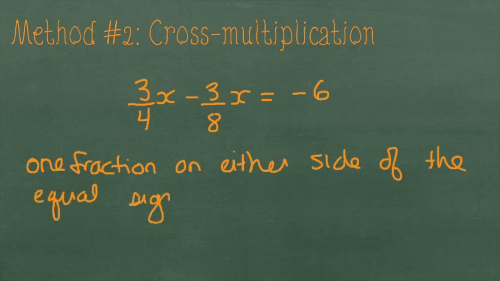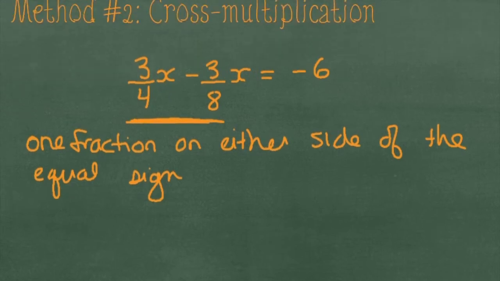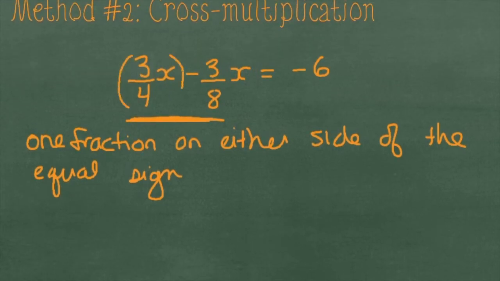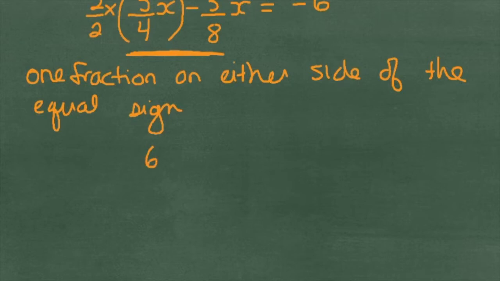Now over here we have two fractions, but it's very simple. We can change these and get a common denominator. To do that, we're going to multiply this by 2 over 2. And if we do that, we get 6x over 8 minus 3 over 8x is equal to negative 6.